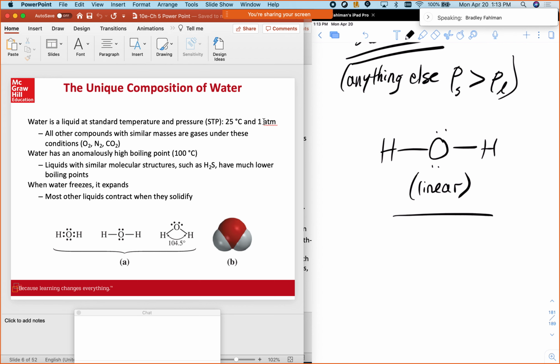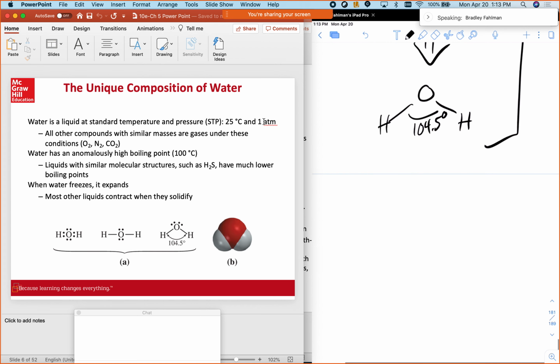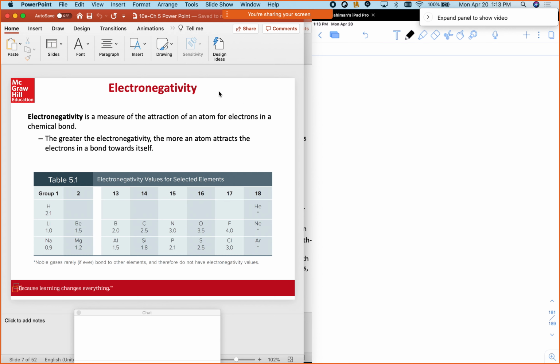And that's all because of just going from 180 degrees to 104.5. Okay, so life is possible because of, what is that, like a 76 degree difference in a bend in a molecule. Okay, so that's pretty amazing. Okay, so let's look at intermolecular forces, and it's all based on electronegativity differences.